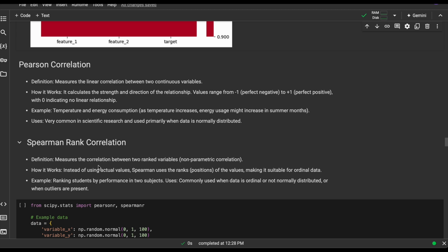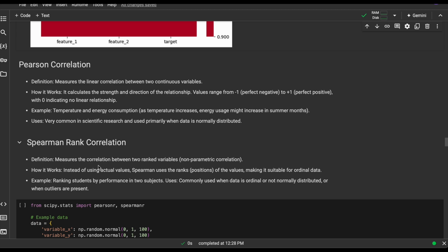Limitations: it does not work with non-linear data. It is also sensitive to outliers. The Pearson correlation is sensitive to extreme values like outliers if you are using them.